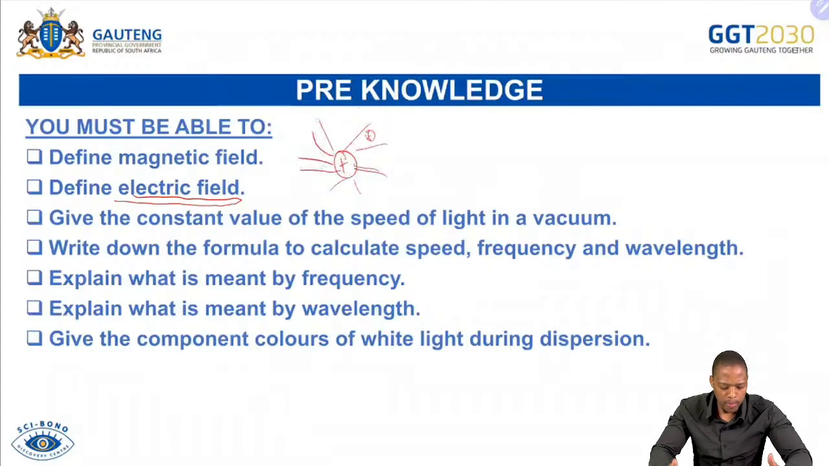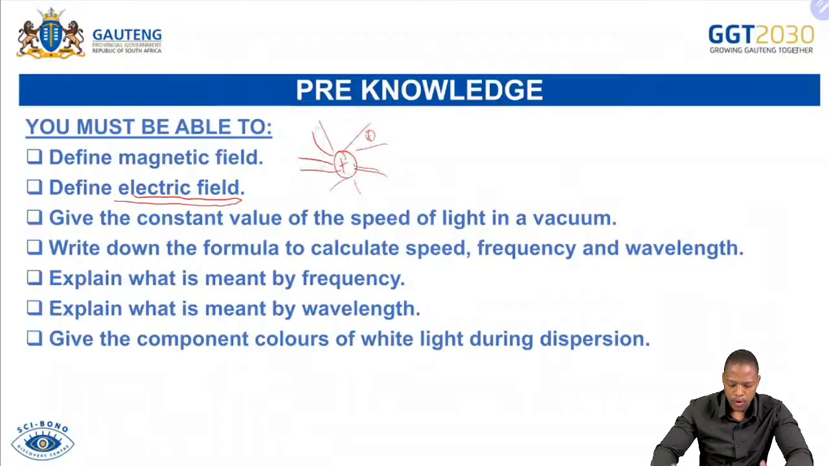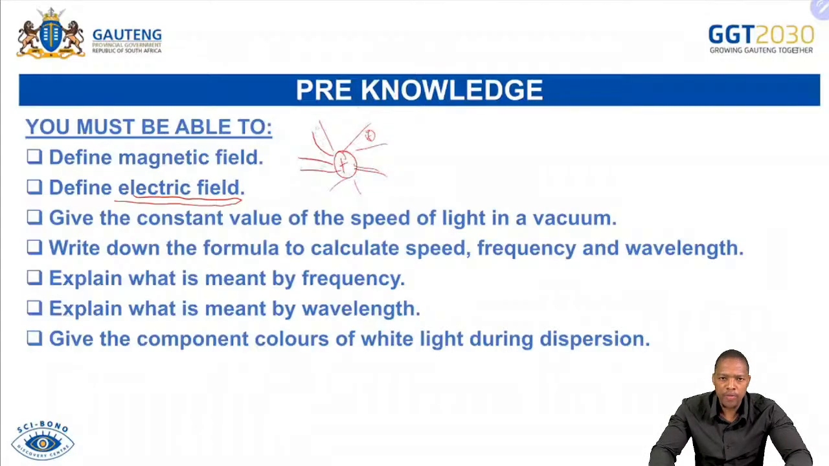We should also remember to be able to give the constant value of the speed of light in a vacuum. Again, something that we touched on last year in grade 11. We've also looked at this last week when we were doing reflection and refraction, dispersion of light, and even lenses. We looked at the constant value of the speed of light in a vacuum. And we should be able to give or even write down the formula to calculate the speed, the frequency, or the wavelength of light. You would remember that the formula will look something like this.